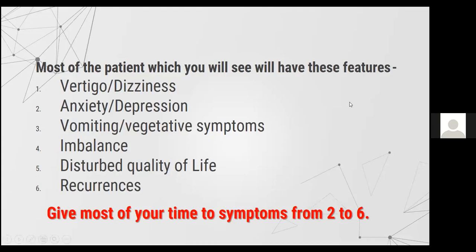So we give him vestibular sedatives, we give him this and that. But if you are not treating the last 5 things exactly, then you cannot expect a good result from the vestibular rehab therapy. So my opinion is give most of your time to the symptoms from 2 to 6. You can take the snapshot also. So leave vertigo in the initial few days and just work on anxiety, imbalance, the quality of life, the recurrences. This will help you a lot.